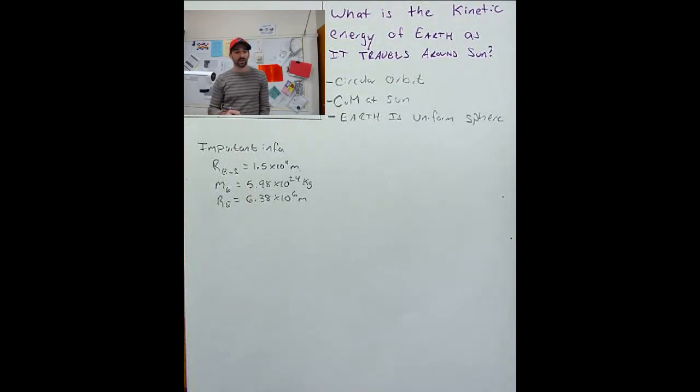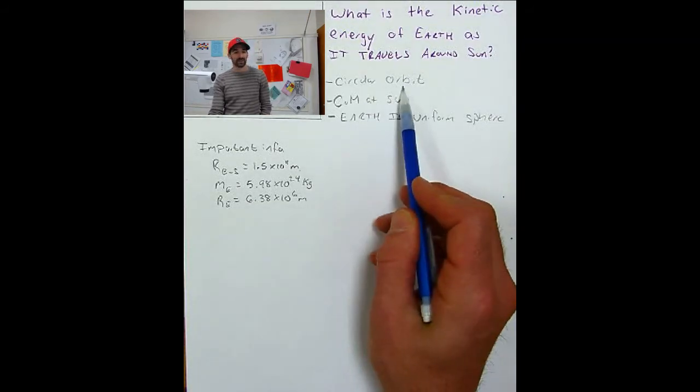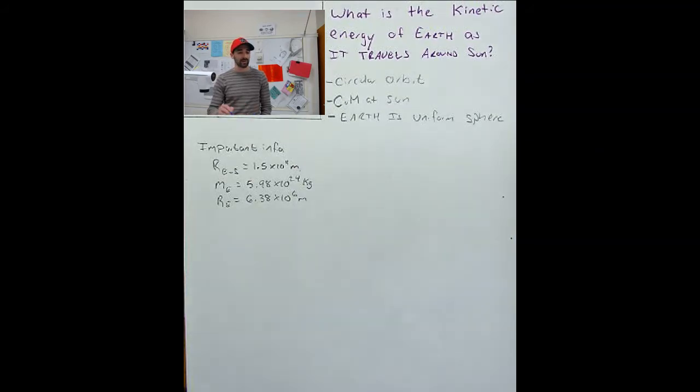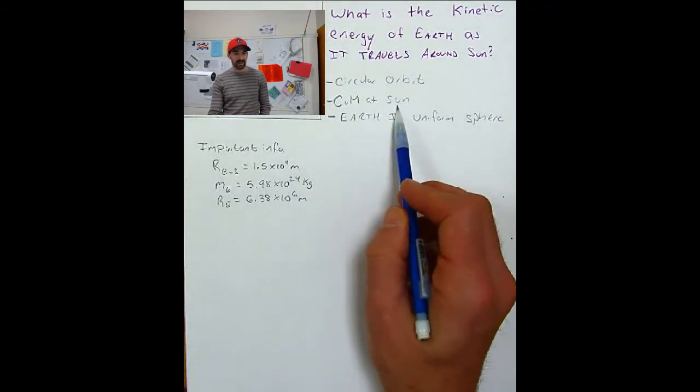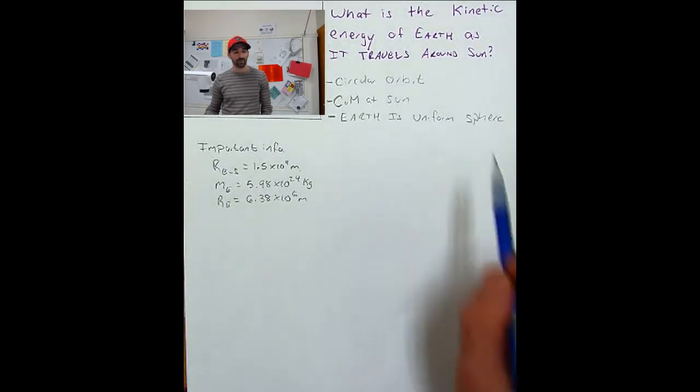The question we're talking about today, as you can see, is I'm going to try and calculate the kinetic energy of the Earth as it orbits around the Sun. So to do that, first of all, you can see some gross approximations that we're going to make. I'm going to assume that the Earth is in a completely circular orbit. We're going to assume that the center of mass between the Earth and the Sun system is located at the Sun, and we're going to make an assumption that the Earth is a uniform sphere.